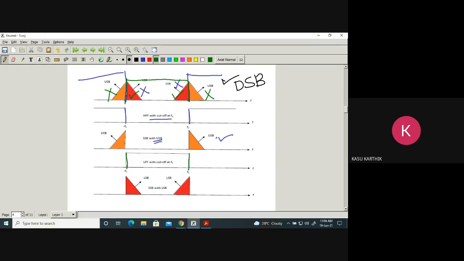Why are ideal filters not realizable? Because they are non-causal. So if you take ideal filters only, this is the output.